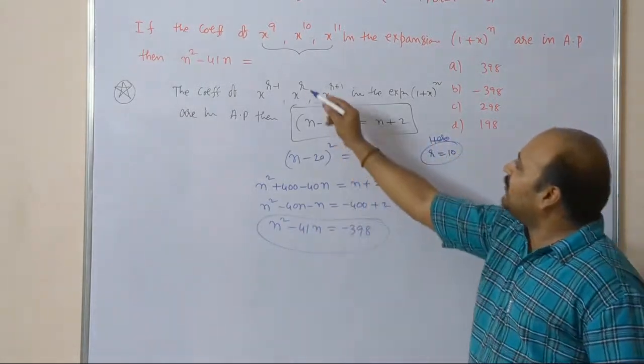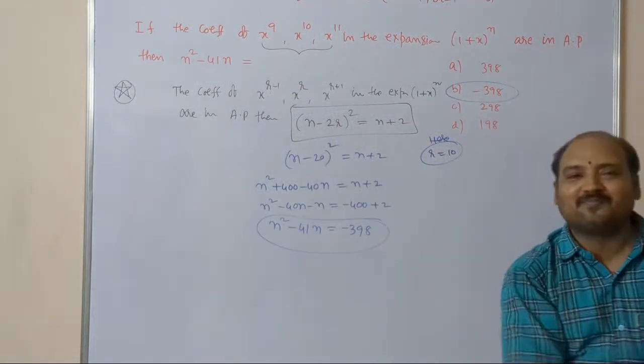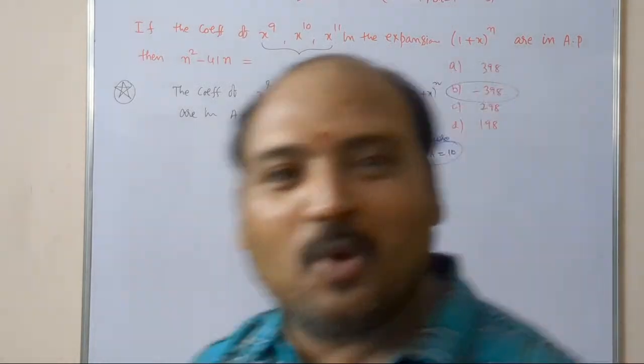Is there no direct one? N square minus 41n equals minus 398. We got it here. Yes, students. Okay, I hope you understand.